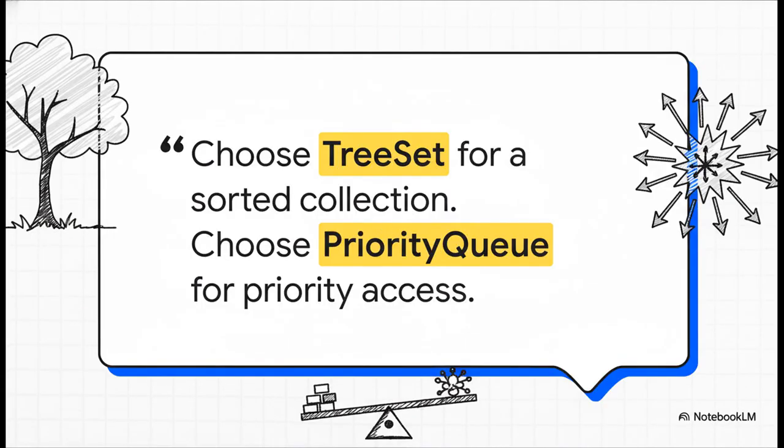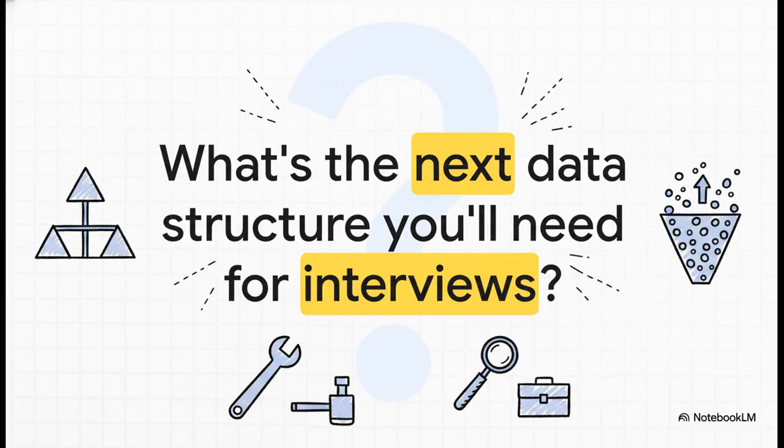So, at the end of the day, it's not about which one is better. That's the wrong way to think about it. It's always about choosing the right tool for the specific job you have to do. Do you need a sorted collection, or do you just need priority access? That's the real question. And there you have it. You've just walked through one of the classic comparison questions you'll face. Now you're not just picking a data structure, you're making a strategic choice based on performance and function. So the only question left is, what's the next tool you're going to master for your toolkit?